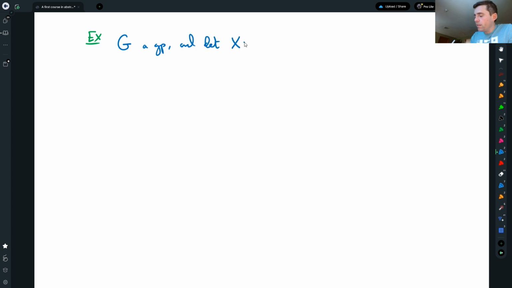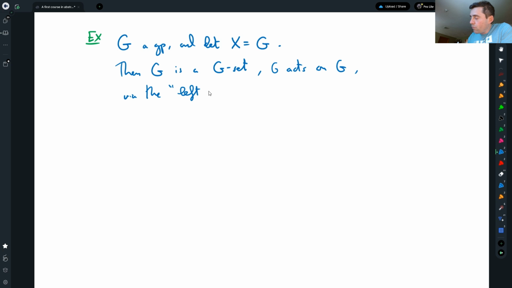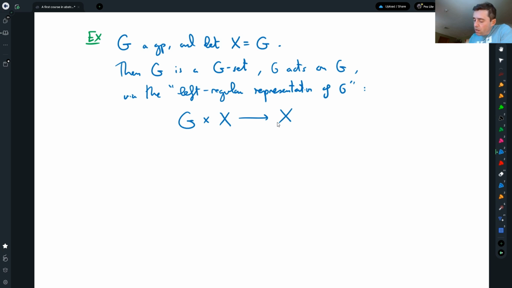And let X be the same group G. And then G is a G-set. So G acts on G via what we call the left regular representation of G, which is the following: a map from G cross X to X, but just remember that X is G itself. So we take an element G and another element H of the group, and we just send it to G acting on H, which is going to be G times H.